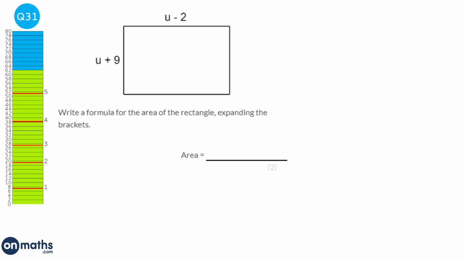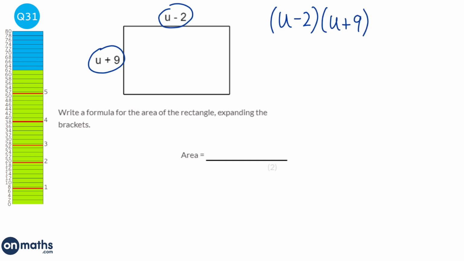So to find the area of a rectangle, we just multiply the width and the length. So that's what we're going to do here. But whenever you have an expression representing a length or a width or anything really, you just put brackets around it. So we go u minus 2 times u plus 9.